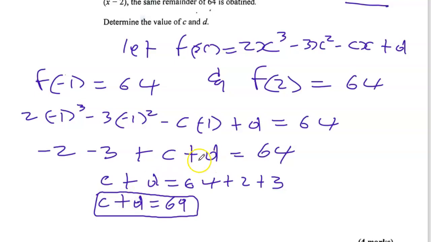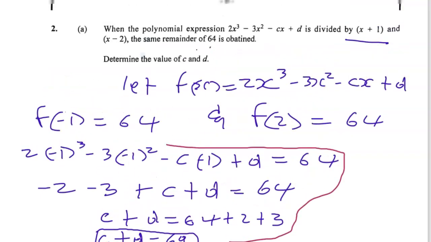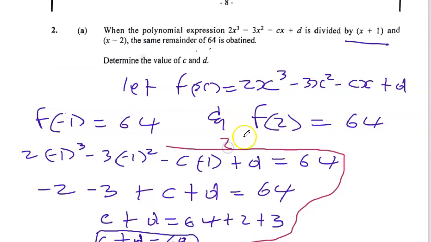Obviously, we're going to get a pair of simultaneous equations. Let's do f of positive 2 now. So f of positive 2 will be 2 times 2 cubed minus 3 times 2 squared minus 2c, replacing all the x values with 2, plus d equal to 64.